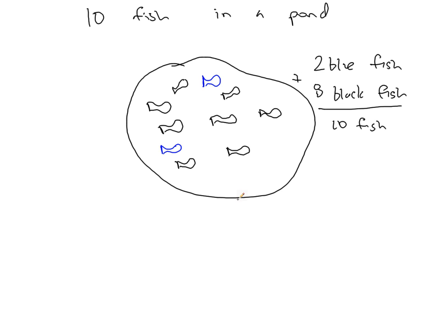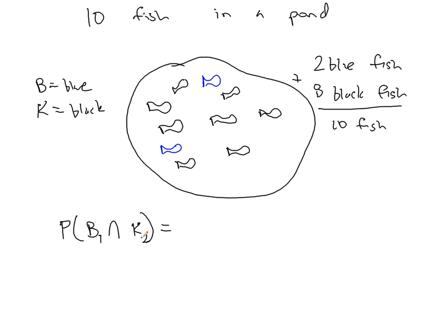Okay, so now let's say we're going fishing in this pond and we want to know the probability of getting, so we'll let B equal blue, and we'll let K be black, for lack of better choices. So the probability that we get a blue and black fish in that order. So a blue fish the first catch, a black fish the second catch.